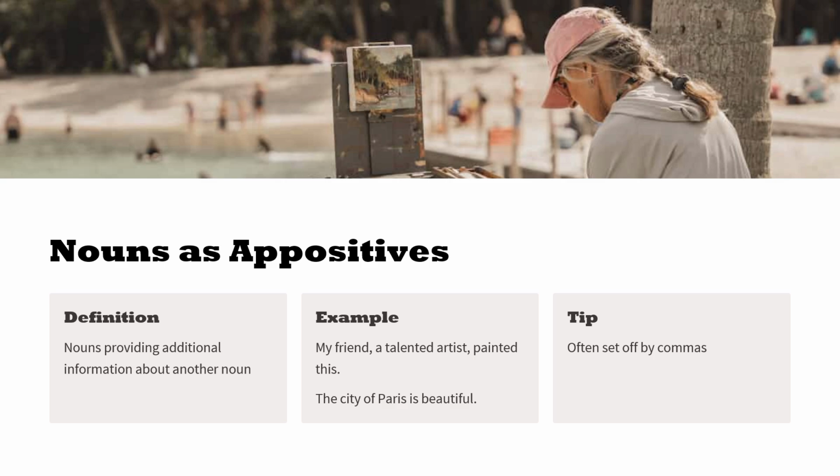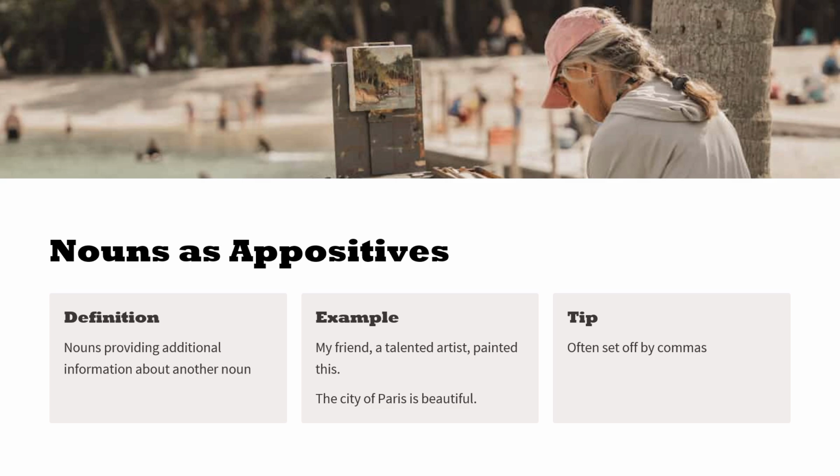Okay, so non-essential appositives are set off by commas. These provide extra information that isn't important to the main meaning of the sentence. For example, my brother, an engineer, lives in New York. Essential appositives are not set off by commas, and these are necessary to identify the noun they describe. For example, the poet Emily Dickinson wrote many famous works.